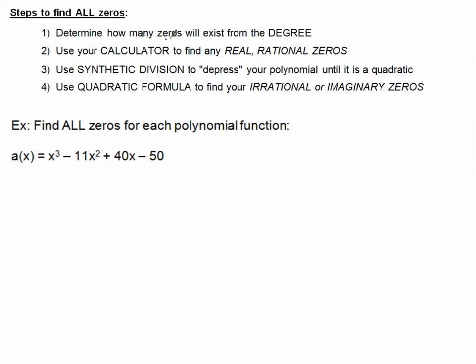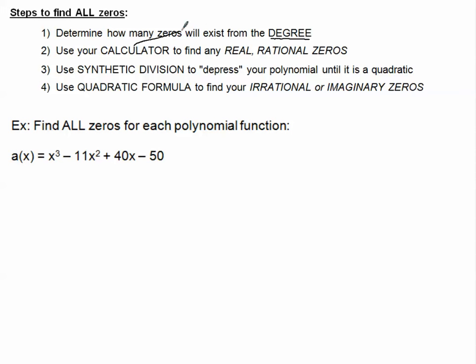First of all, we're going to be looking at the degree. The degree will tell us how many total solutions we're looking for, how many zeros. And then number two, for efficiency, we're going to use our calculator to find any of the real rational zeros.